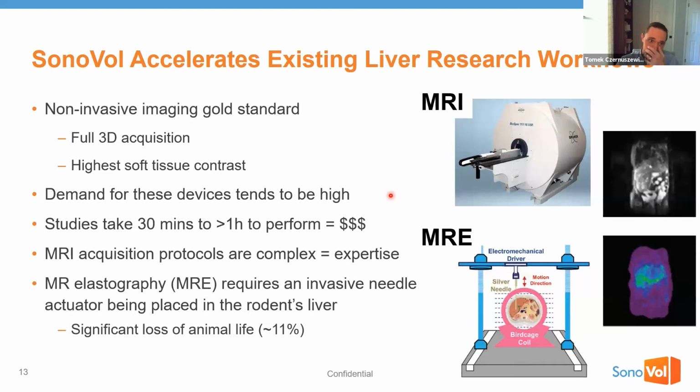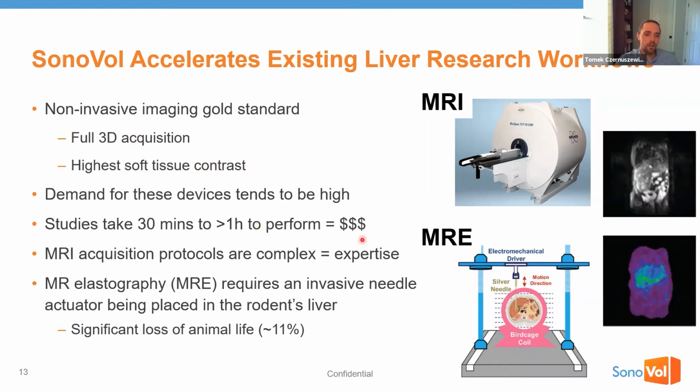And that's where imaging comes into play. So imaging allows you to do non-invasive assessment of the organ of interest, in this case, the liver. And we can evaluate something not only over time, but spatially as well. MRI is really the primary gold standard for non-invasive imaging of the liver. It can do full 3D acquisition. It has excellent soft tissue contrast. But as we all know, MRI is very, very expensive and also slow. And time is money.